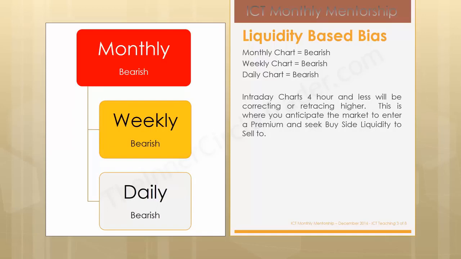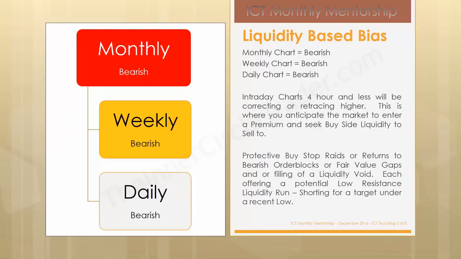When you see those evidences in price along the lines of the monthly, weekly, and daily, we can zero in on the 4 hour and start looking for liquidity on the buy side. In other words, there's going to be a premium built into the marketplace, or a rally. You're going to be looking to sell rallies. Protected buy stop raids or returns to bearish order blocks or fair value gaps and/or filling of a liquidity void, each offering a potential low resistance liquidity run, shorting for a target under a recent low.